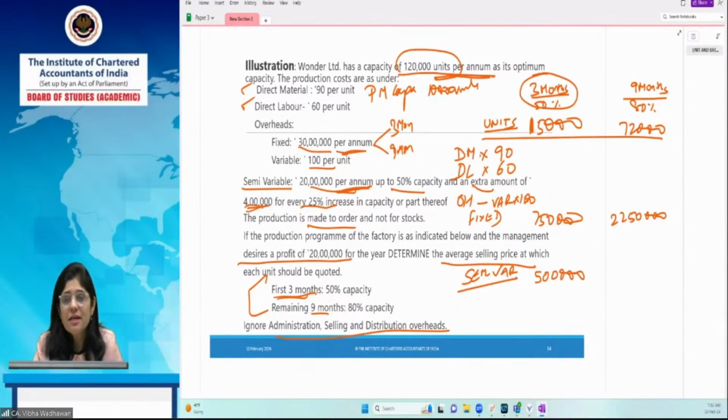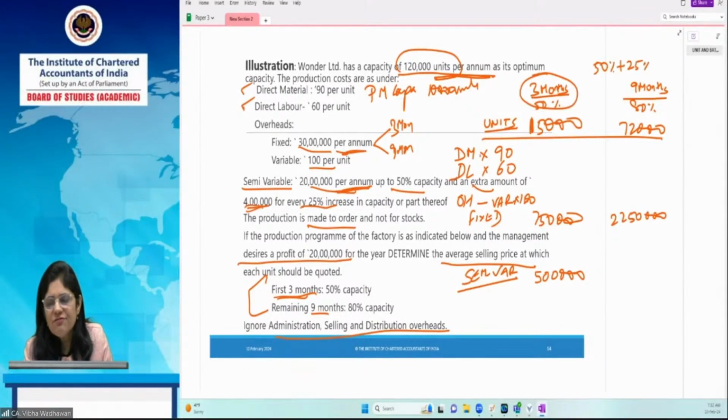For 9 months, the capacity is 80%. So 80% means first 50% plus next 25%, the amount will be more, and plus 5%. So any part thereof also. So for 50, the amount is 20 lakh. For next 25, the amount is 4 lakh. For even anything beyond also, the amount is 4 lakh. So your total amount is 28 lakh.